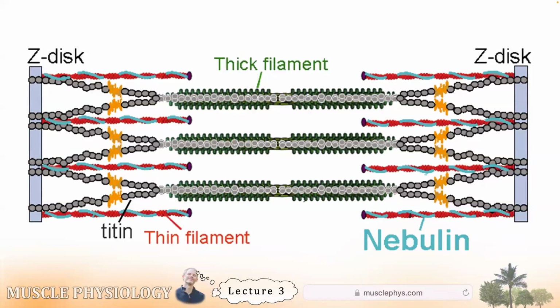Moving on from titin, we have nebulin. Nebulin is the ruler of actin, like a yardstick ruler.